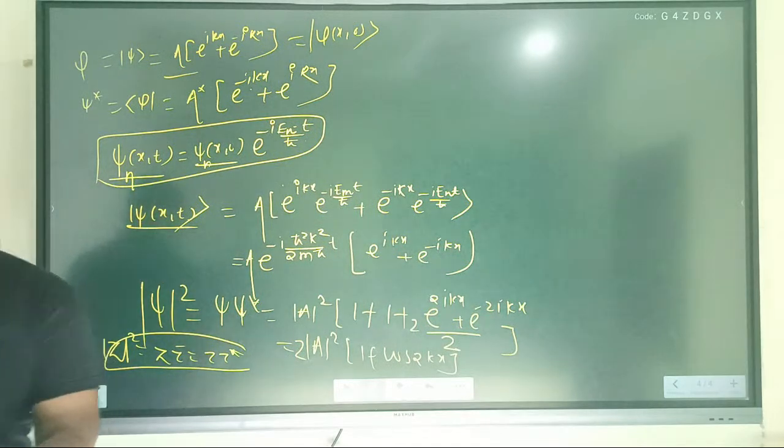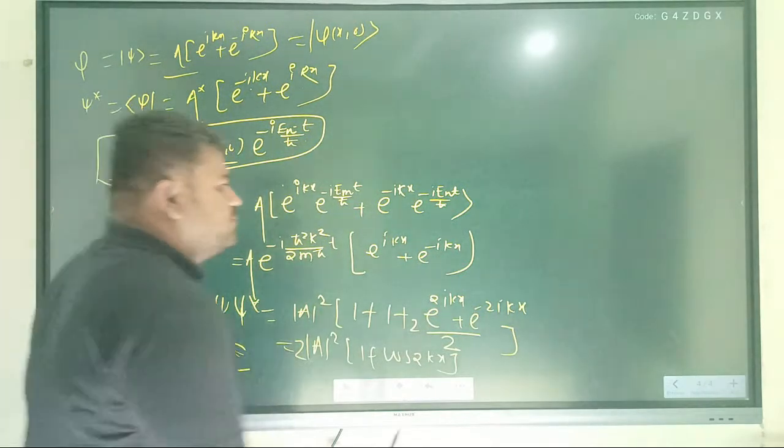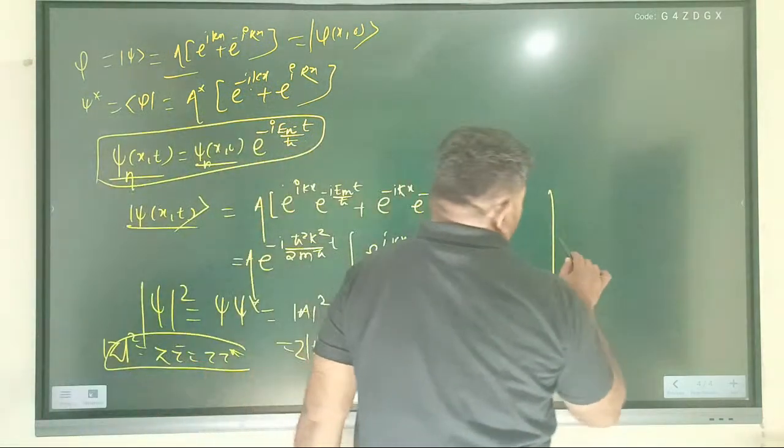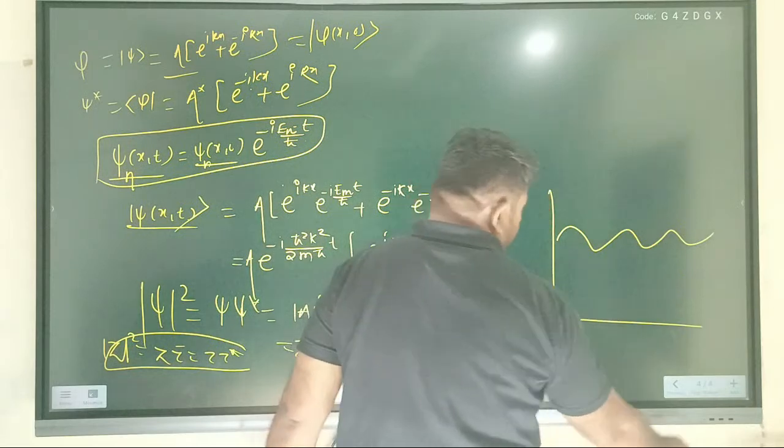Now sometimes they ask the nature also. So how will the nature be? The nature is like that. This is cos x, so the nature is sinusoidal. Yes or no? Because here cos is present.